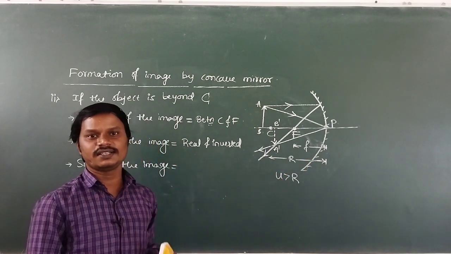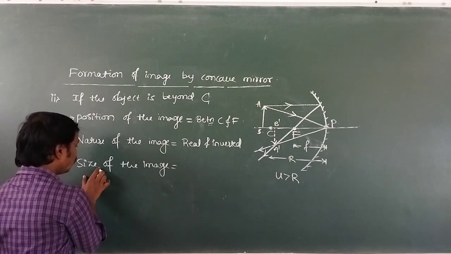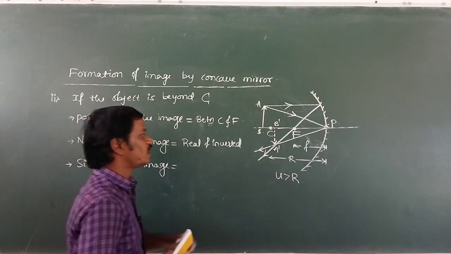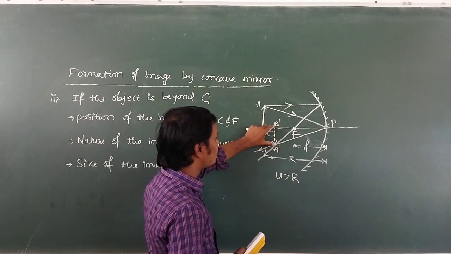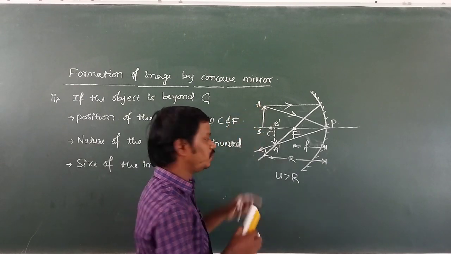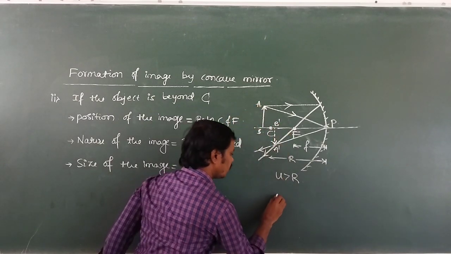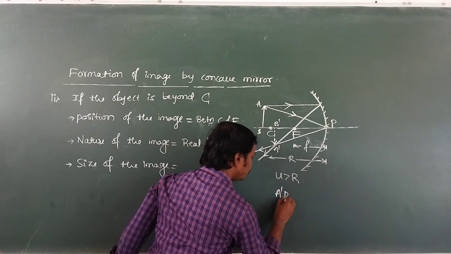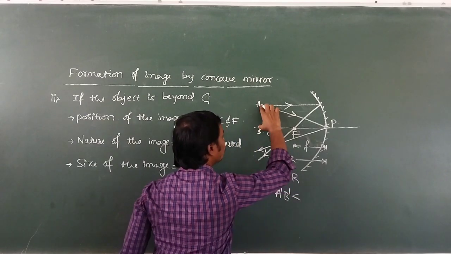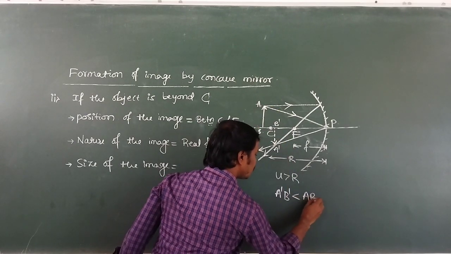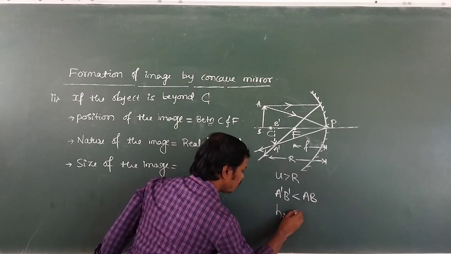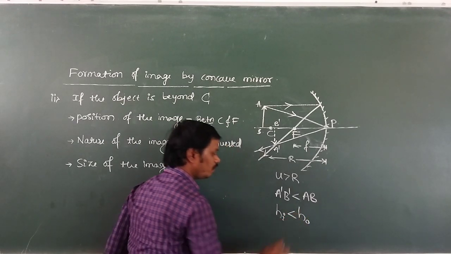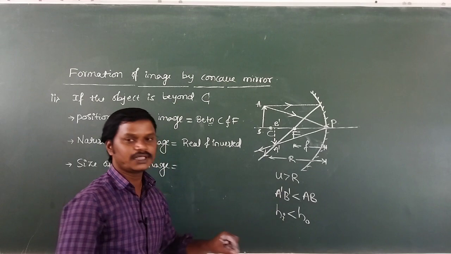Means downside image. Next, what is the size of the image? Image is small compared to the size of the object. So here in the diagram, A'B' is less than AB, means height of the image is less than height of the object. Then image is said to be diminished.